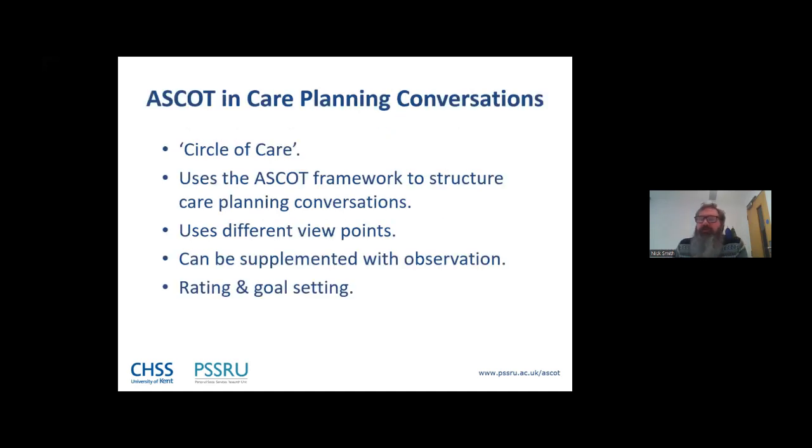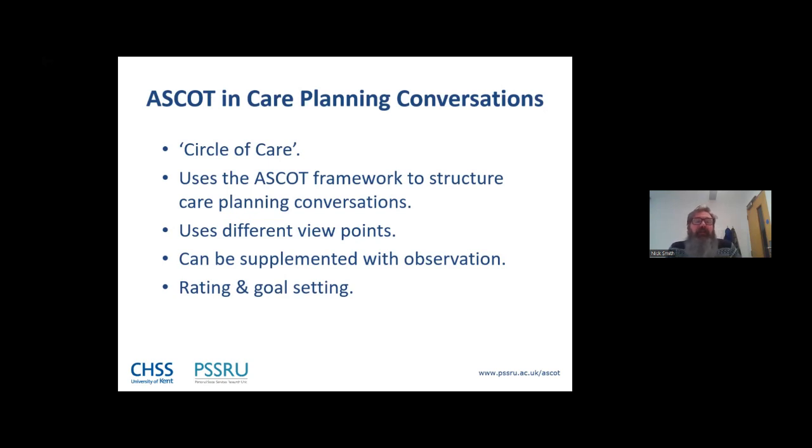And what I thought I'd do is share now what it is we trained the Witten group to use. This is called ASCOT Care Planning Conversations, using an approach called Circle of Care. You'll see why we called it Circle of Care when I explain how it works. Basically, it uses the ASCOT framework to structure care planning conversations. That is, the different areas that ASCOT covers and the different ways of thinking about outcomes, so the social care and quality of life ratings.